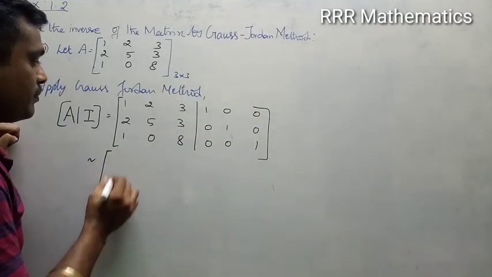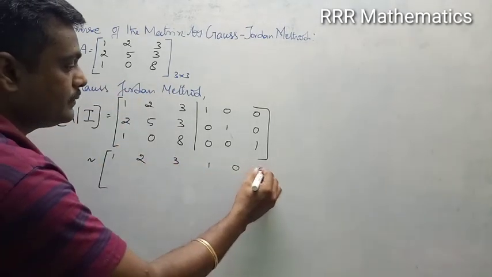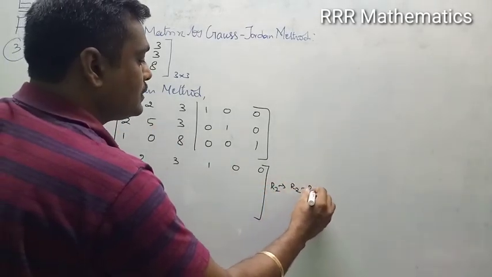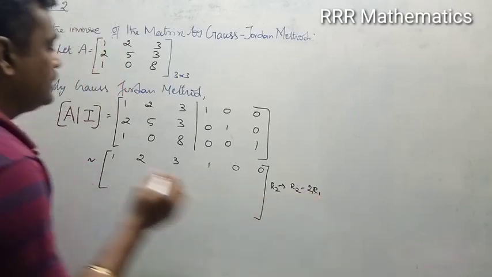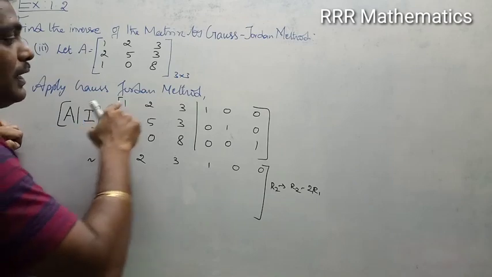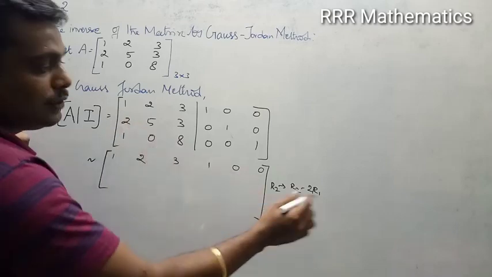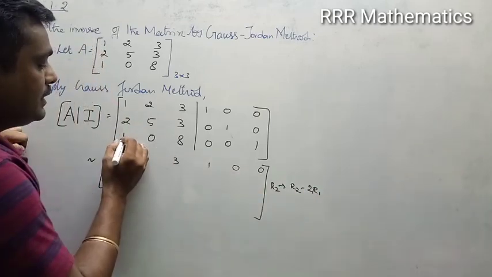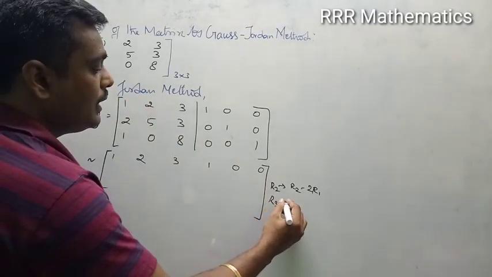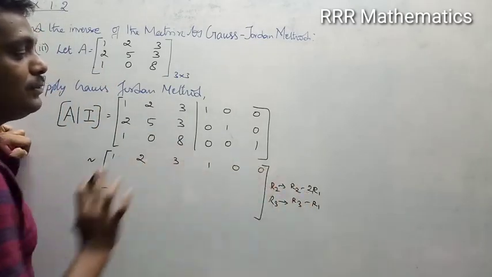We will start. I have 1 here, no problem. Leave the first row as it is. I need 0 here, so R2 implies R2 minus 2 times R1. Same sign, so I will subtract. I have 2 here, I need 2 here also, so just multiply R1 by 2. I'll do the process later. Next, I need 0 here, 1, 1. Same sign, same number, so directly you can subtract. R3 implies R3 minus R1.